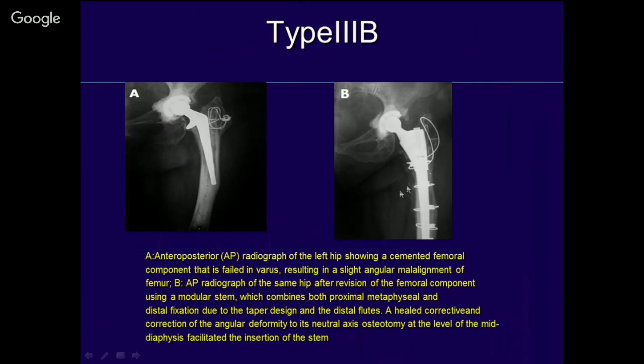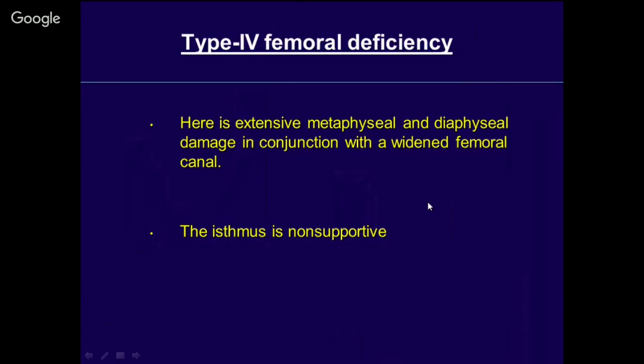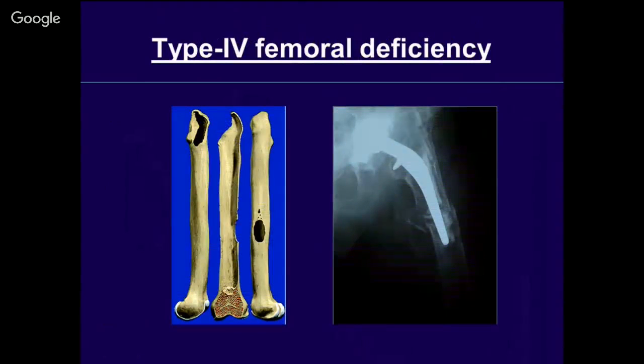And we have done a cemented, uncemented modular implant with osteotomy to correct the bowing of the femur, and with fixation with multiple wire cables. Now the type 4 one is in conjunction with the metaphyseal diaphyseal, in conjunction with the wide femoral canal. The isthmus is totally non-supportive. So this is a type 4 deficiency.